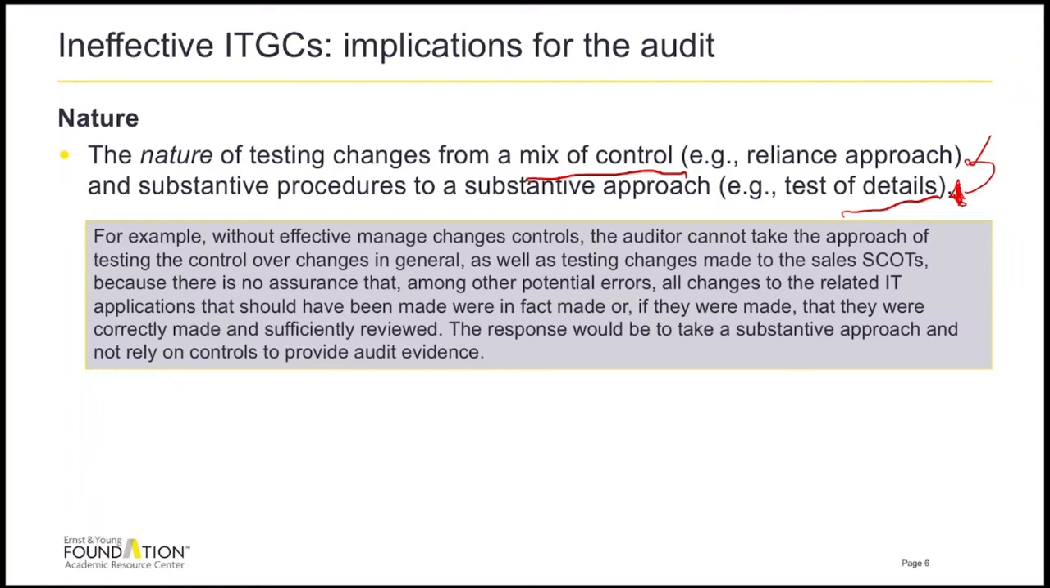So, for example, without effective managed change control, the auditor cannot take the approach of testing the control over changes in general as well as testing changes made to the sales cuts because there is no assurance that, among other potential errors, all changes to the related IT application that should have been made were in fact made, or if they were made, that they were correctly made and sufficiently reviewed. The response would be to take a substantive approach and not rely on the controls to provide audit evidence.